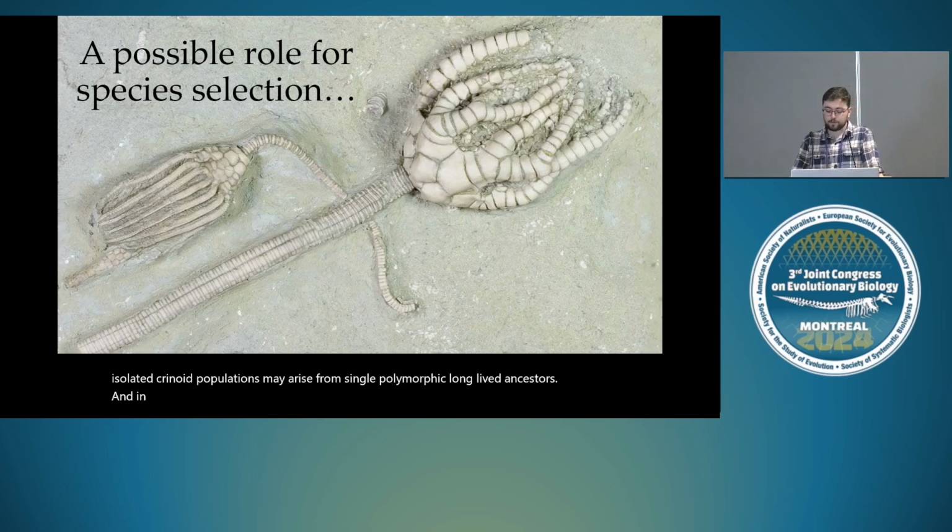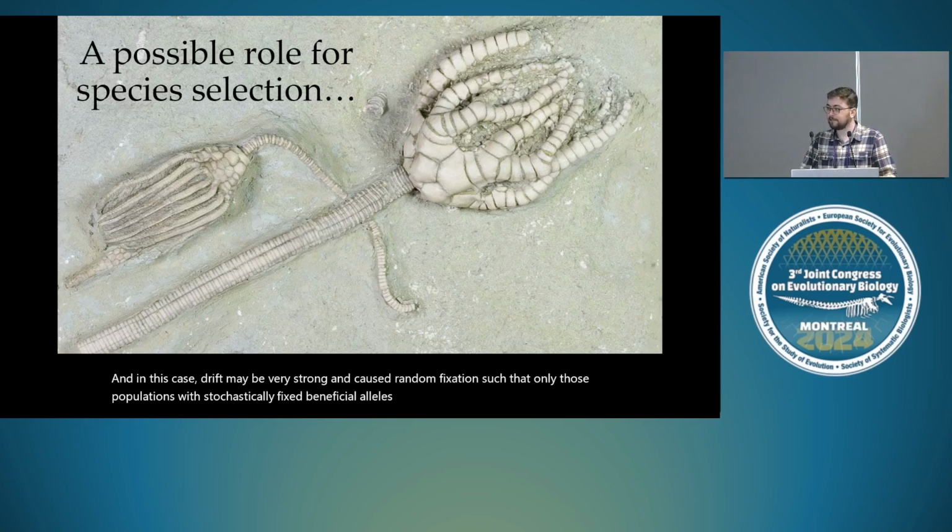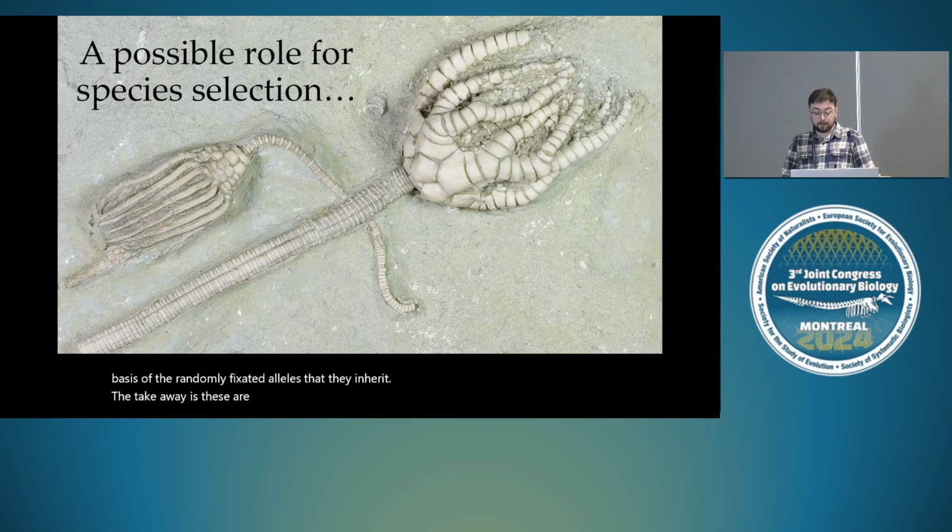And in this case, drift may be very strong and cause random fixation such that only those populations with stochastically fixed beneficial alleles may persist and leave descendant lineages. And this leaves room for the possibility that species selection, selection at the level of species rather than the population, differentially culls descendant lineages on the basis of the randomly fixed alleles that they inherit. The takeaway is these are the sorts of evolutionary processes, which at least I find fascinating, that we think our methods may be able to uncover.